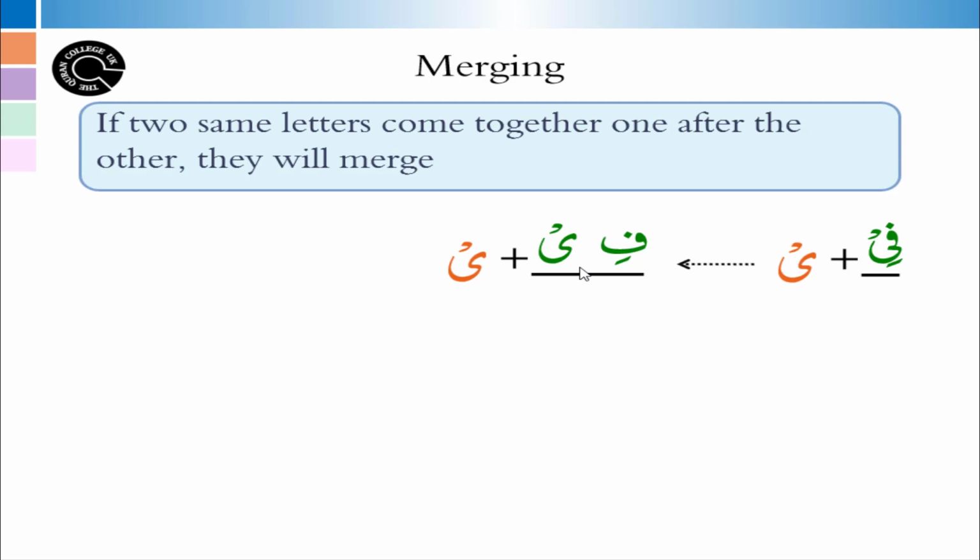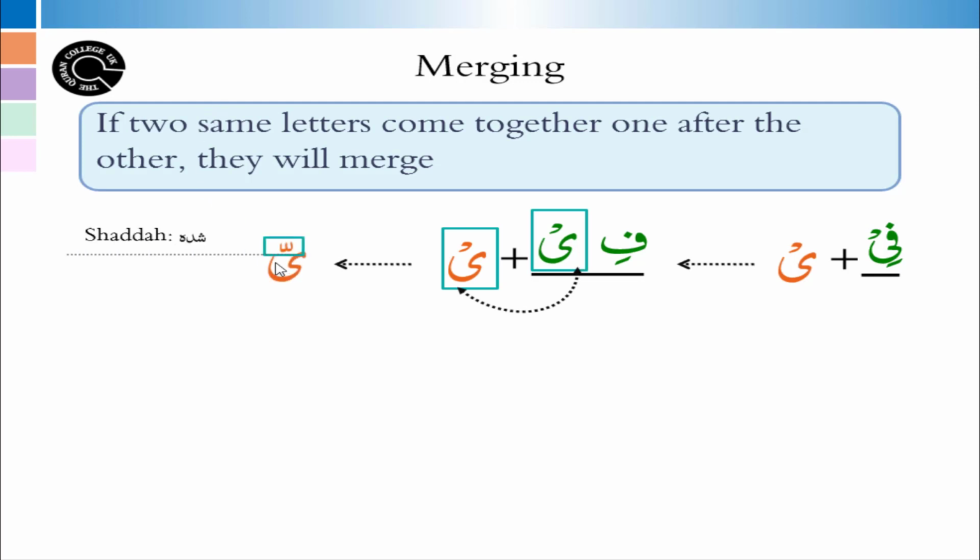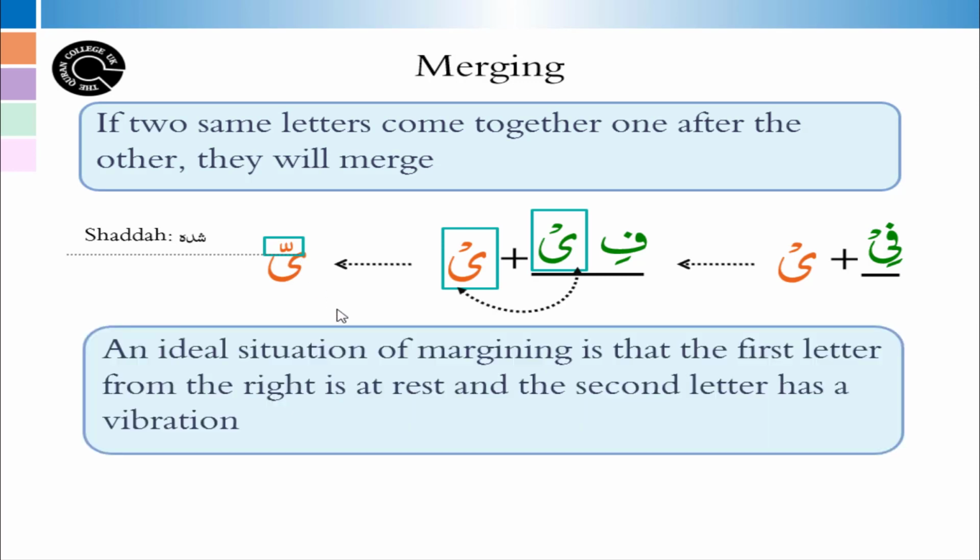So in Arabic, when a letter repeats, we're not going to write it as a separate letter. We write it with a shadda. So that ya would become ya with a shadda. You see that crown shape is just because the letter is repeating. An ideal situation for merging is that the first letter from the right is at rest and the second has a vibration. Now let's see what kind of vibration the second letter can take.